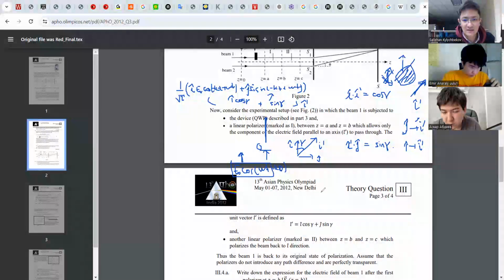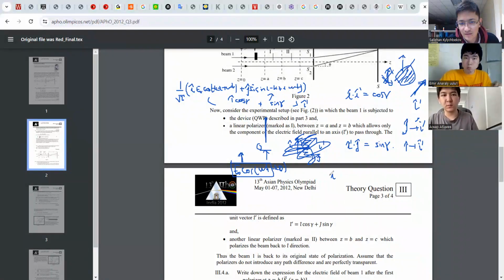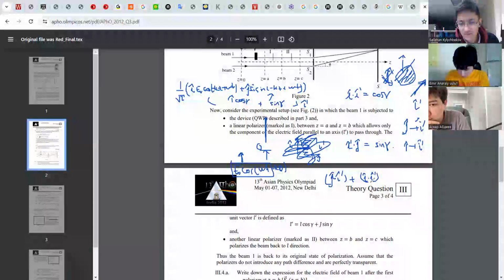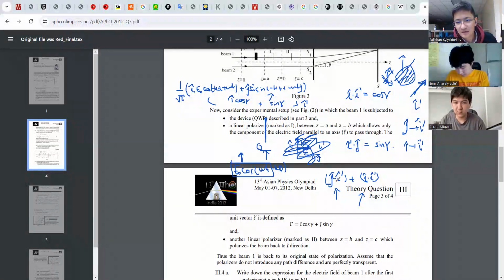If you do what Emir did, that's the correct picture, this is not correct. But the goal is to find the projection of j onto I prime, plus the projection of I onto I prime. Both of them are contributing, not only I, but j is also contributing. You find these contributions, the projections, with the dot product. I prime dot product j gives you sin gamma. I prime dot product I gives you cosine gamma. Does that make sense? Yeah, that's it.